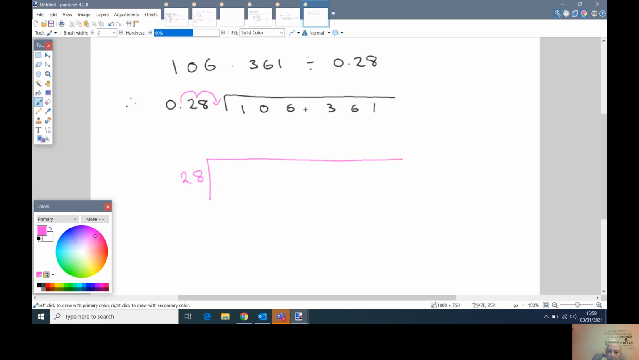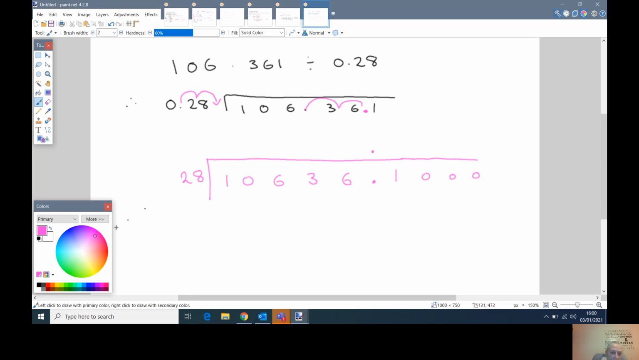So I'm going to jump this one out, 1, 2 as well. So I'm now left with 106.36 decimal 1. Now I might need some more zeros on here. I'm just going to add them. If I need them, I'm going to use them, okay?